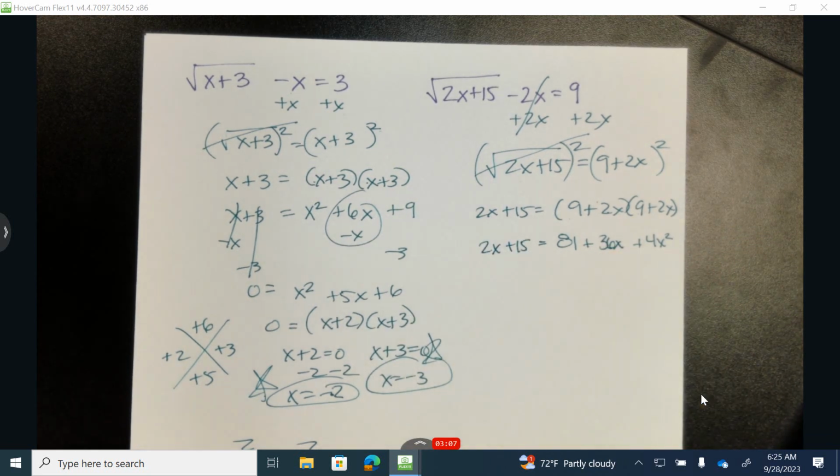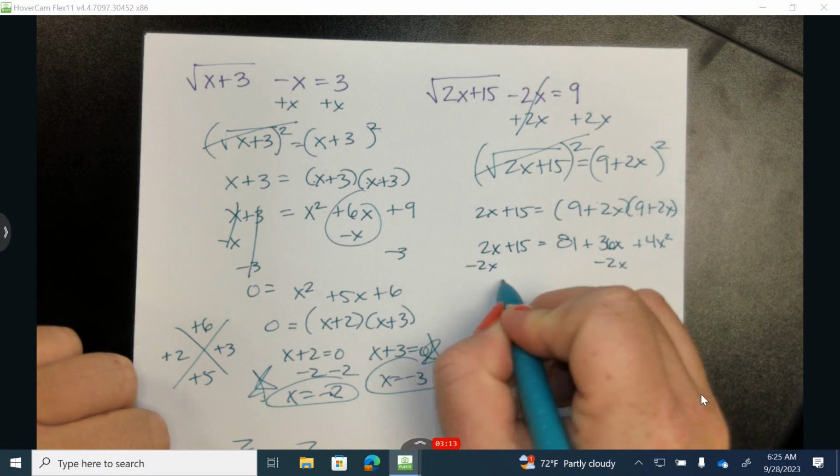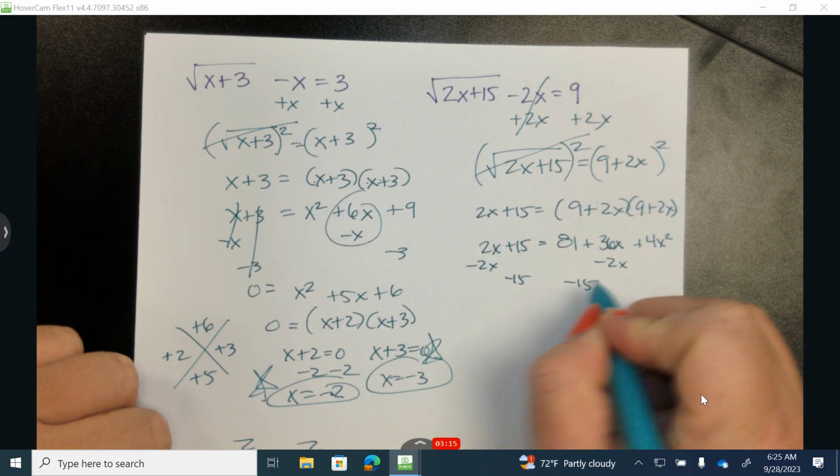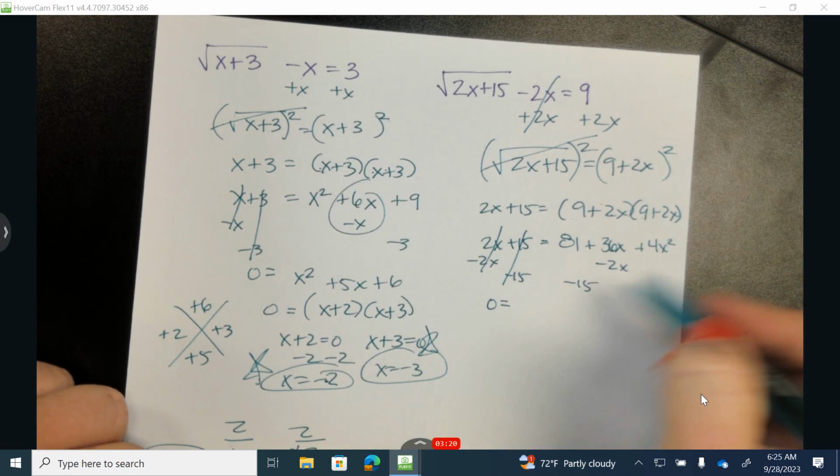I want to move everything to the side that has the x squared. And then I'm going to combine like terms and write it in standard form. So I've moved everything on the left-hand side. There's nothing left over here. And now I'm going to combine like terms.